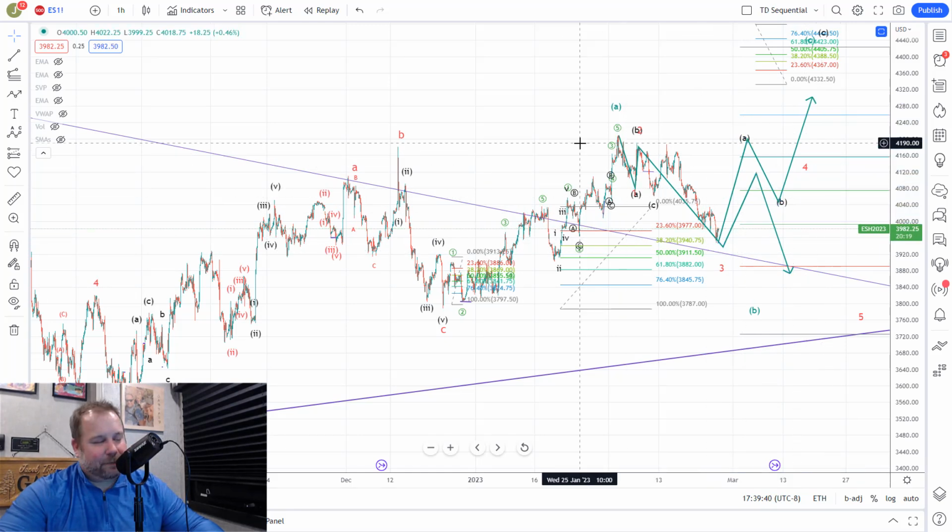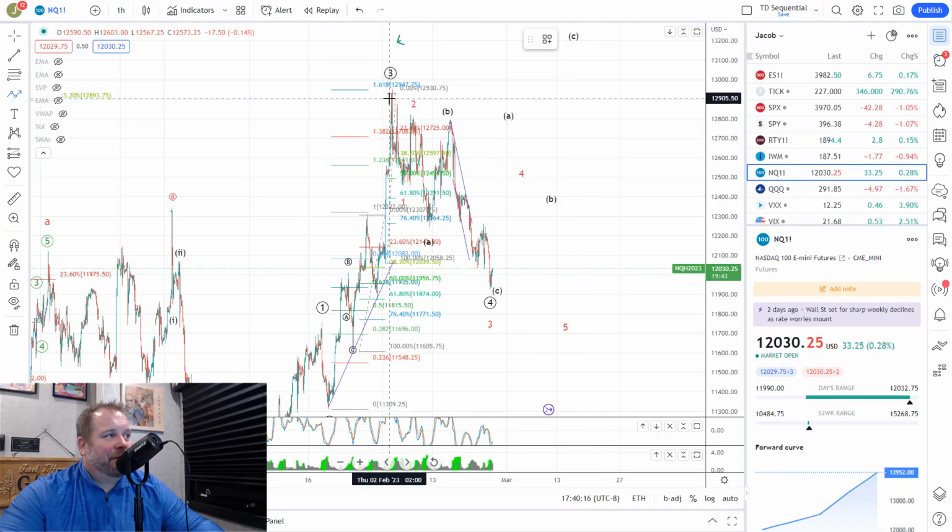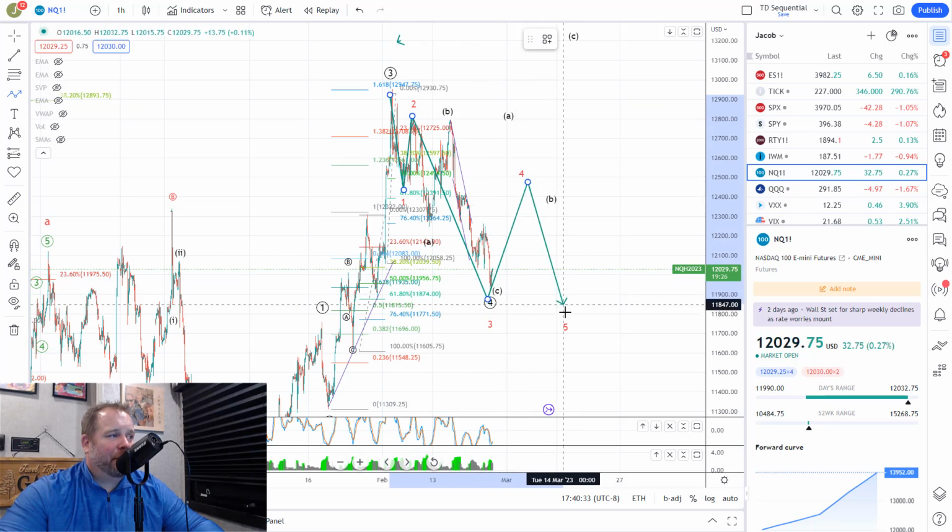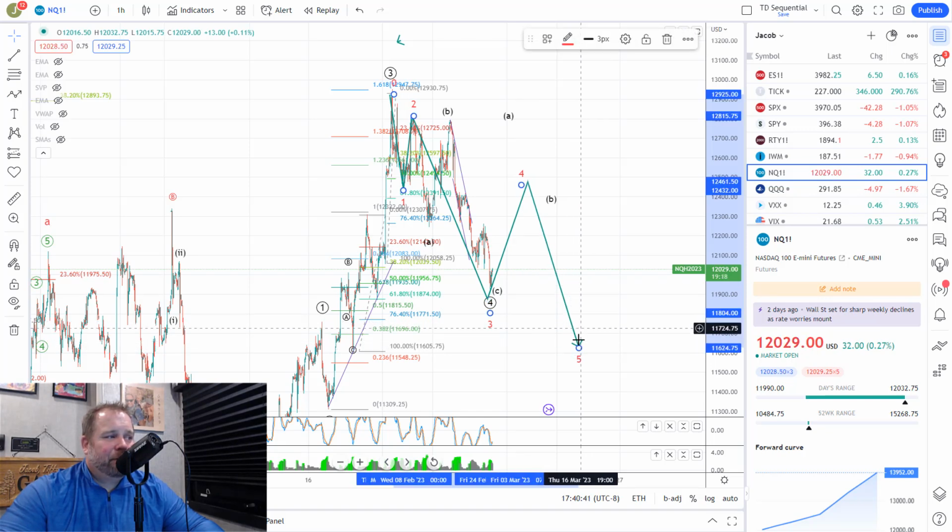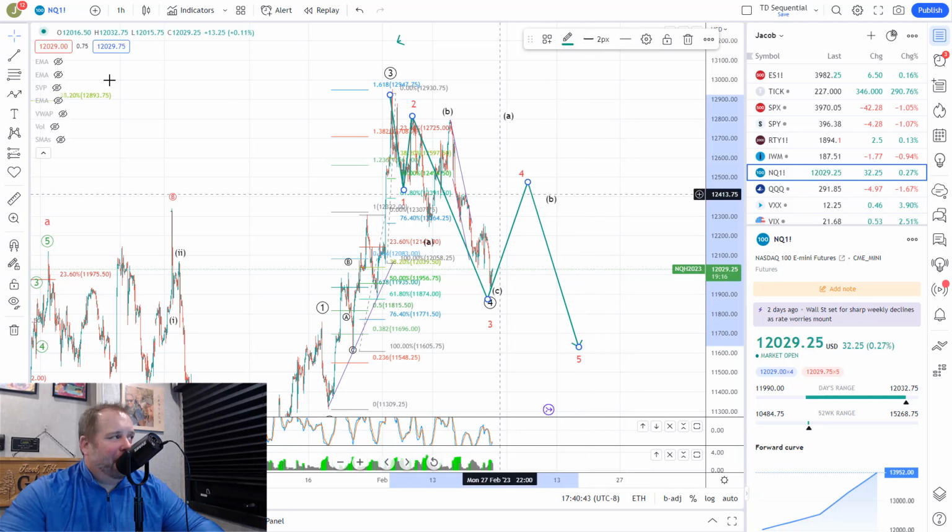Over on the NASDAQ, as you can imagine, very similar types of issues. The complexity off of the top with all of the overlap is very corrective, and so it doesn't make a lot of sense to see an impulsive move to the downside overall. But we do have the potential for 1, 2, 3, 4, 5 on the NASDAQ, which would come down toward that 11,600 area to complete that wave 5. And then we'd look for a wave 2 bounce from there.